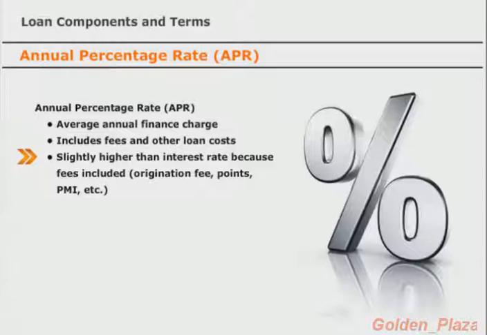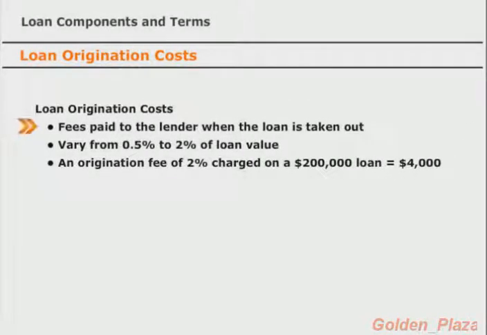The APR will be slightly higher than the interest rate the lender is charging because it includes all or most of the other fees that the loan carries with it, such as the origination fee, points, PMI premiums, etc. Origination fees, or costs, are paid to lenders when a borrower takes out a loan.